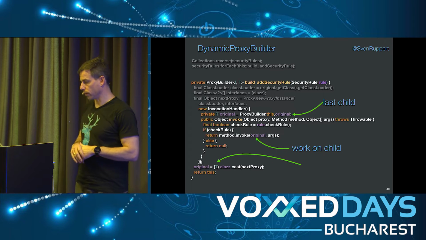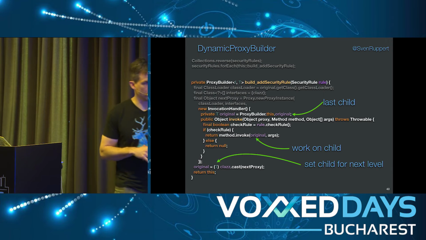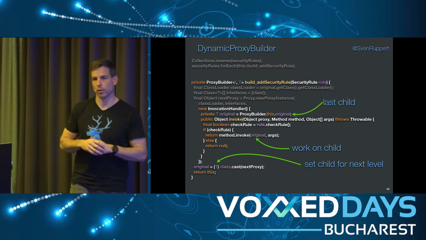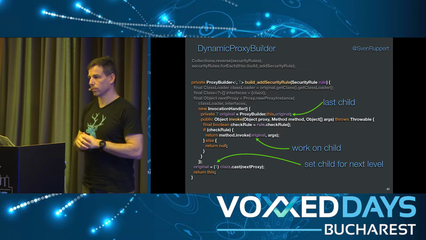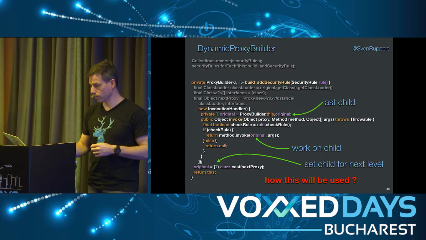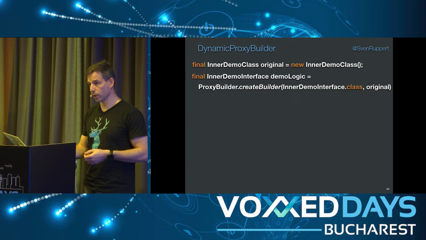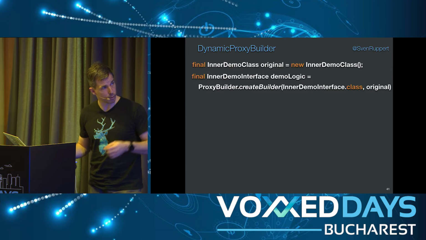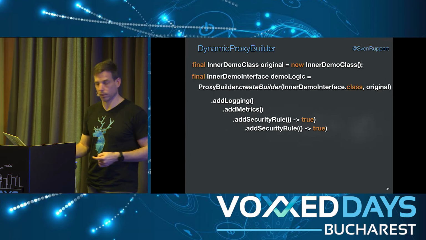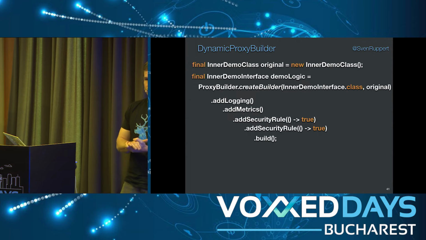And here I'm cascading this one because I'm setting now the next level of my child. What I'm doing here is I'm only holding the instance, I'm cascading the invocation of proxies. Nothing more. How will this be used? If you have something like this, it would look like, for example, I have my demo interface, I create my builder, and I start adding different functionalities, for example, security rule 1, 2, and I'm done. This is only cascading proxies of the same type.